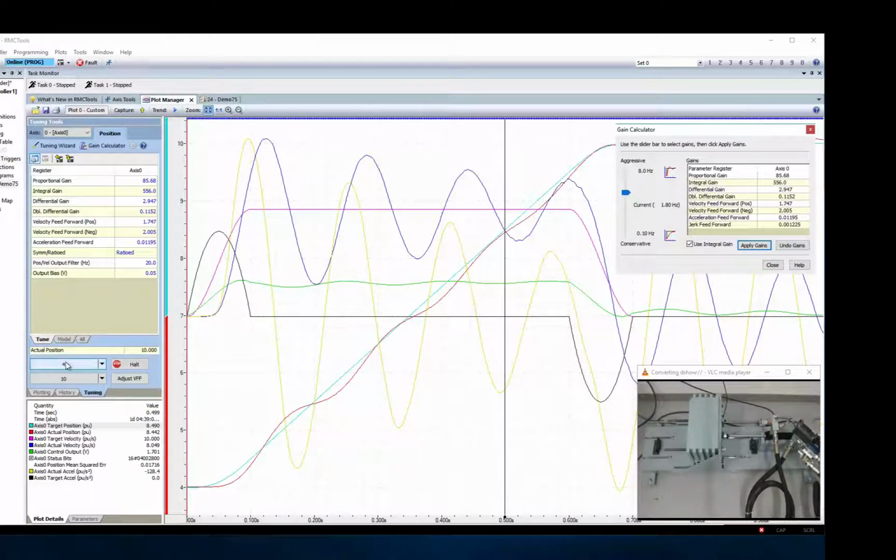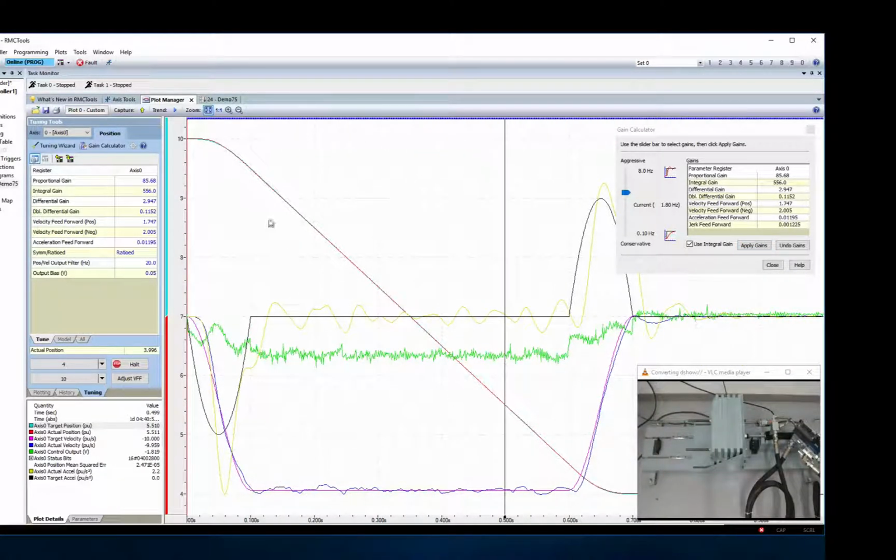Now I can move this in the retract direction. And you can see the motion is very, very smooth. The target and actual positions are right on top of each other. Go back the other way.